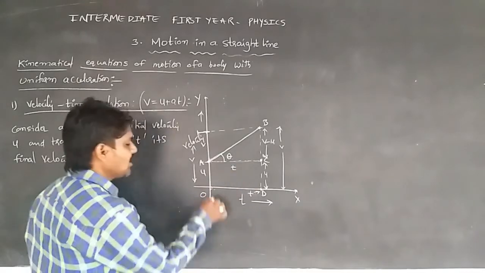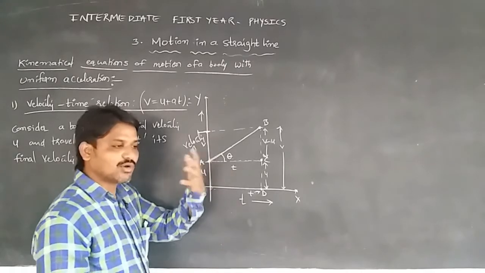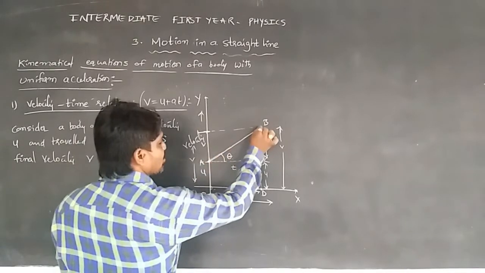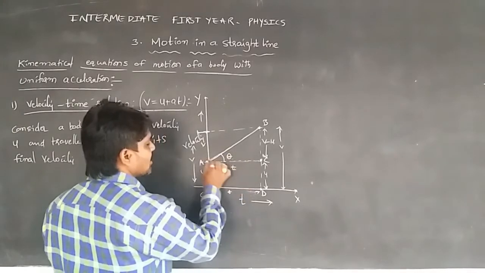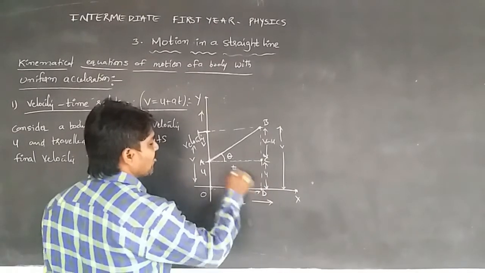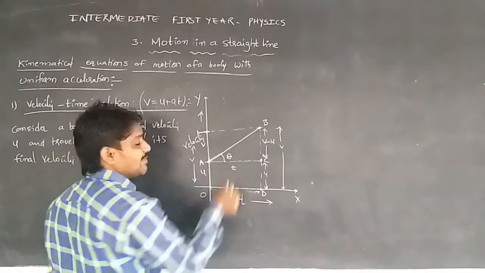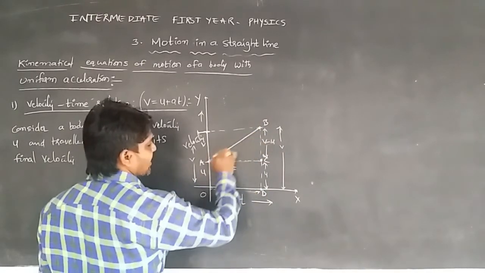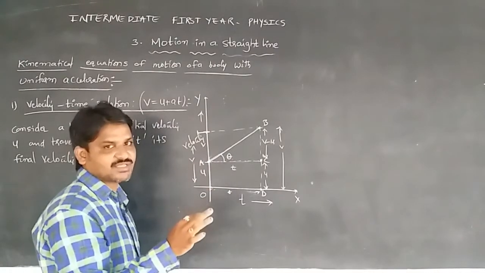So concentrate. Whenever the body is moving with uniform acceleration, the body already has some velocity, and with time the velocity is increasing, so it reaches B in time t. So we draw the imaginary line perpendicular to this. The total displacement of the body under the AB line with the x-axis will be the area ABCD, OA. That will be the total displacement of the body.